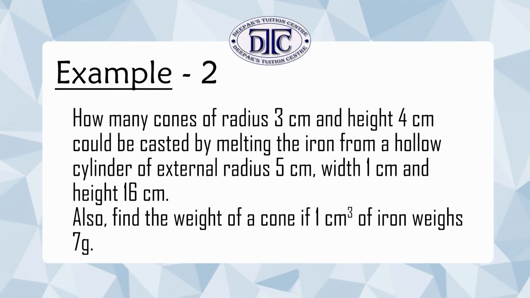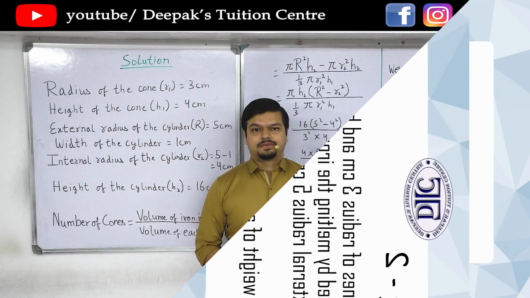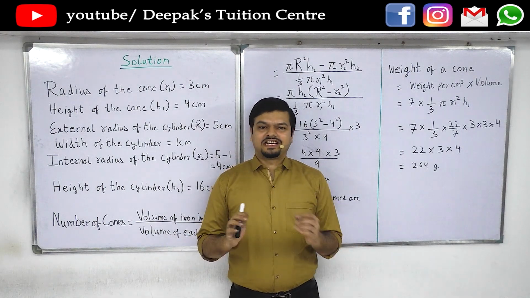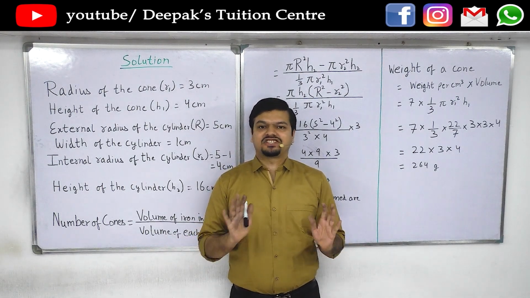How many cones of radius 3 cm and height 4 cm could be cast by melting the iron from a hollow cylinder of external radius 5 centimeter, width 1 centimeter and height 16 centimeter? Also, find the weight of a cone if 1 centimeter cube of iron weighs 7 gram. In this question, we have not drawn the diagram because it is not required.